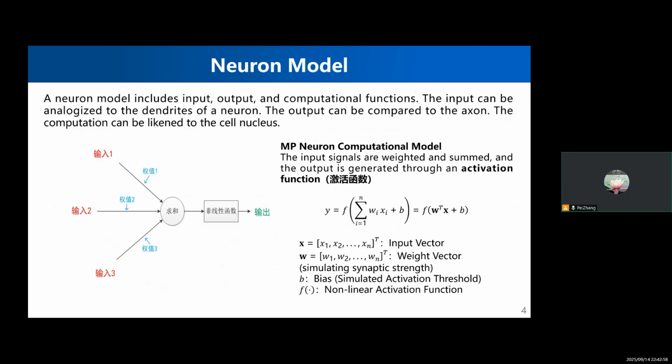The input signals of the MP neuron computation model are weighted and summed, and the output is generated through an activation function. So the output y is equal to the activation function of the weighted input plus the bias.